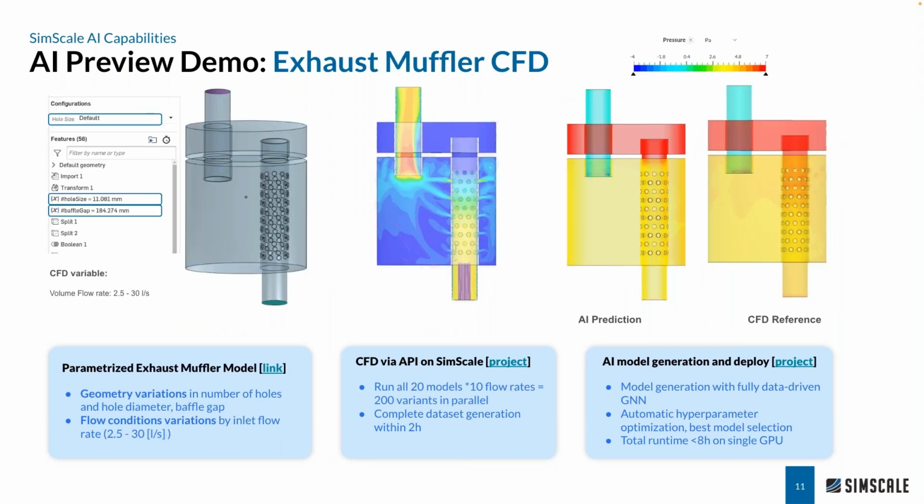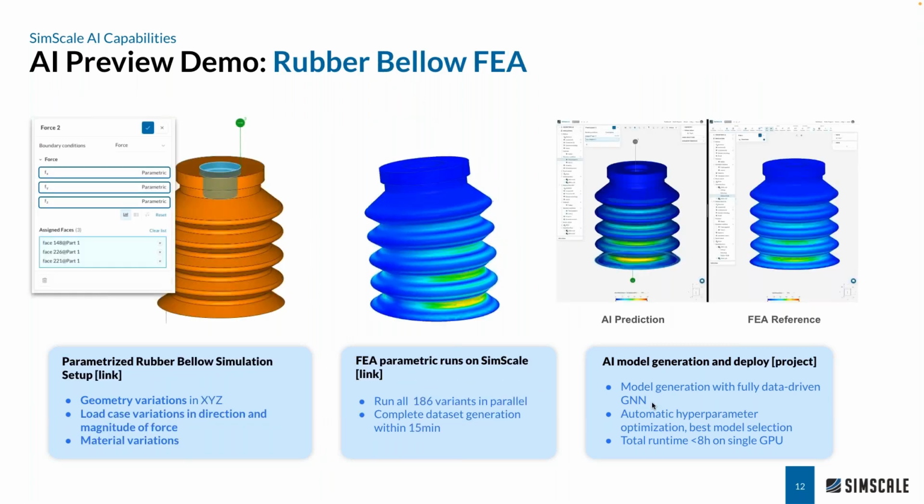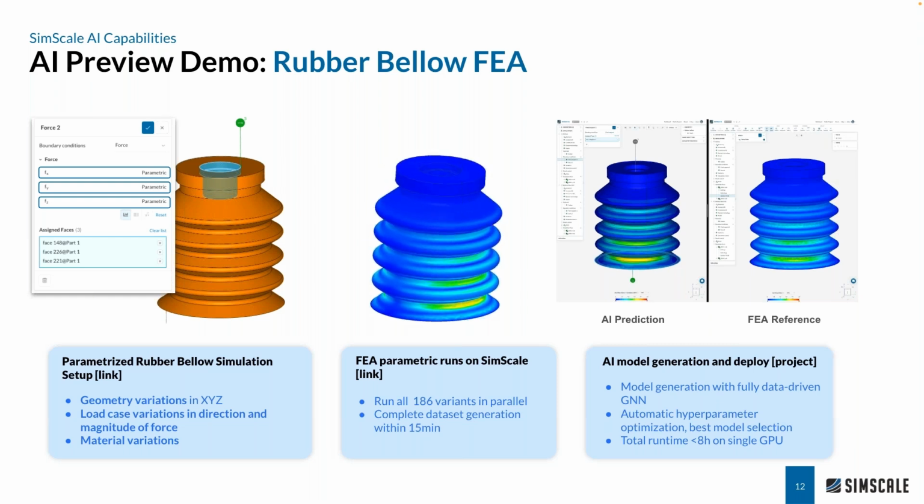There are other examples where we have done the muffler study, where we had about 200 different data samples run within 2 hours, and then again used in AI prediction. And also on the structural side, you can do this not just with flow parameters, you can do a structural simulation and also start predicting the structural integrity or the stresses in your components or your assemblies as well.